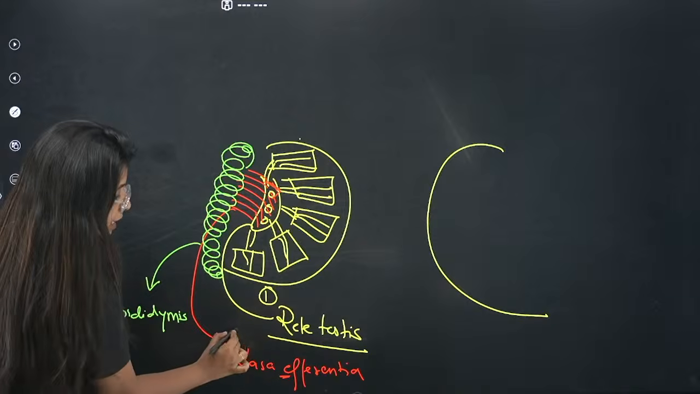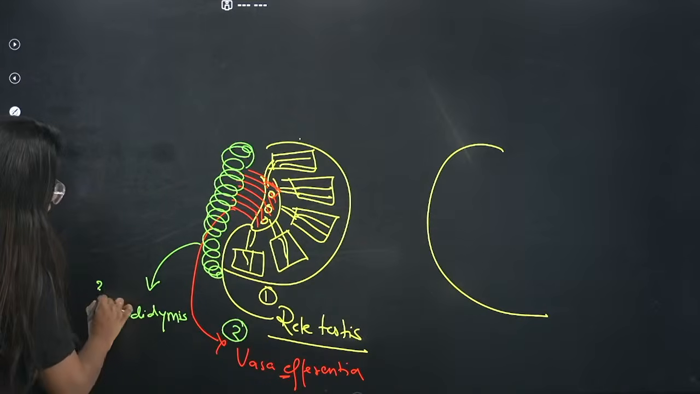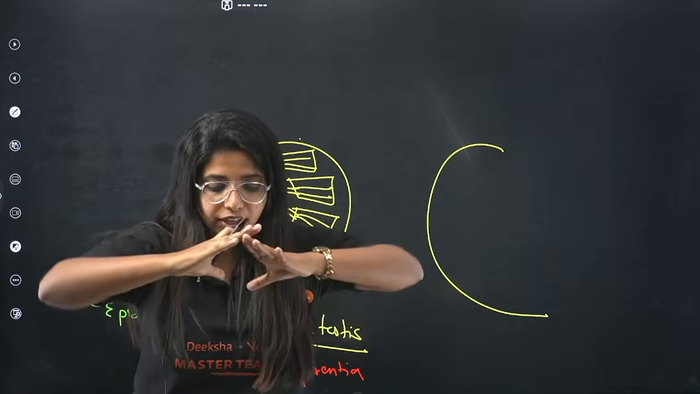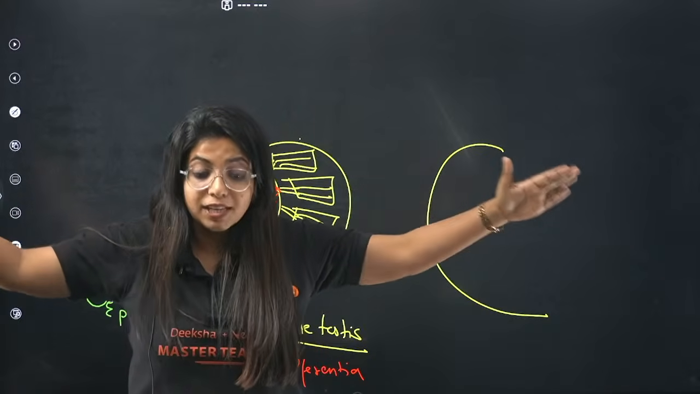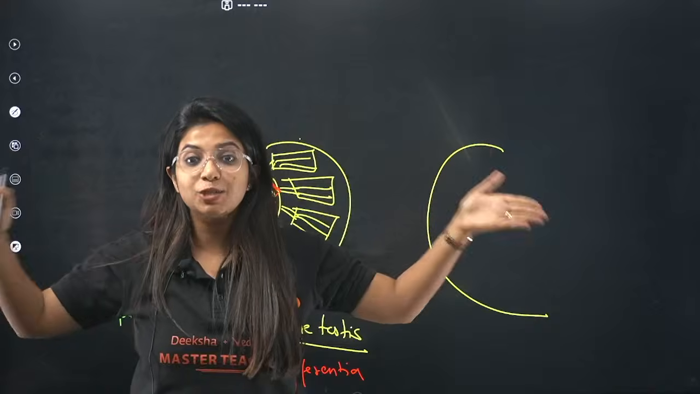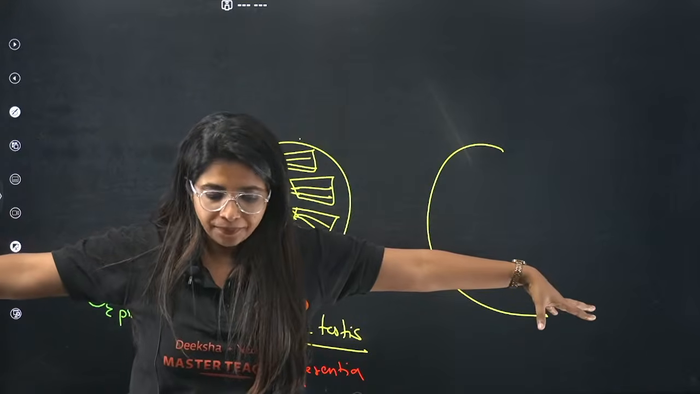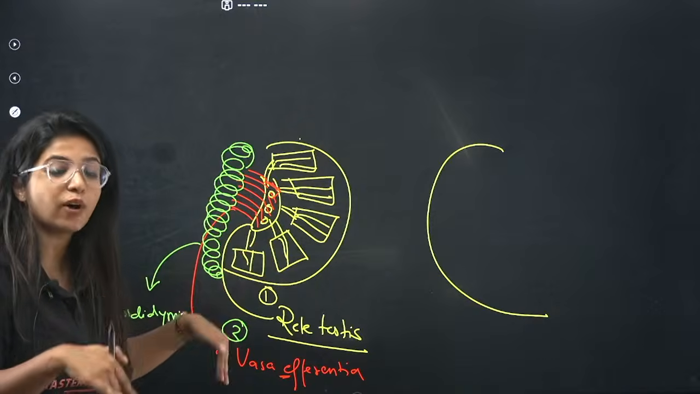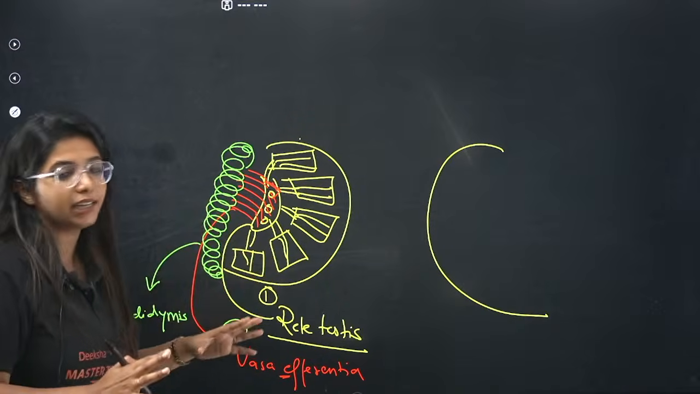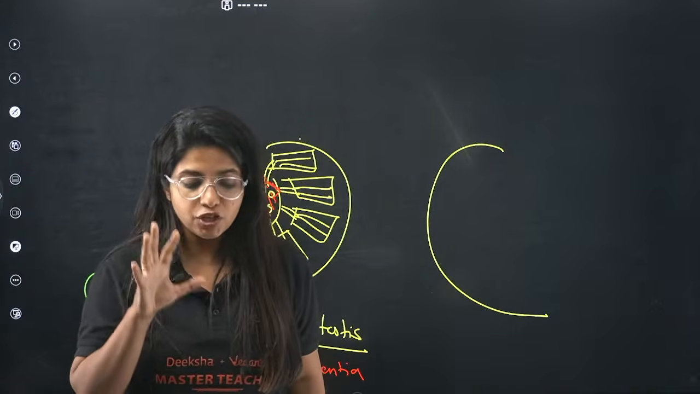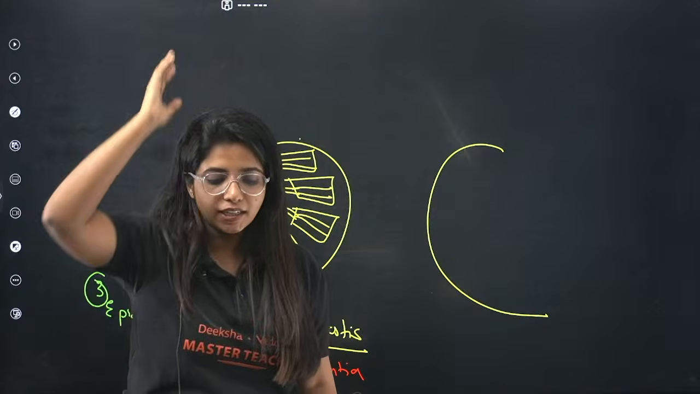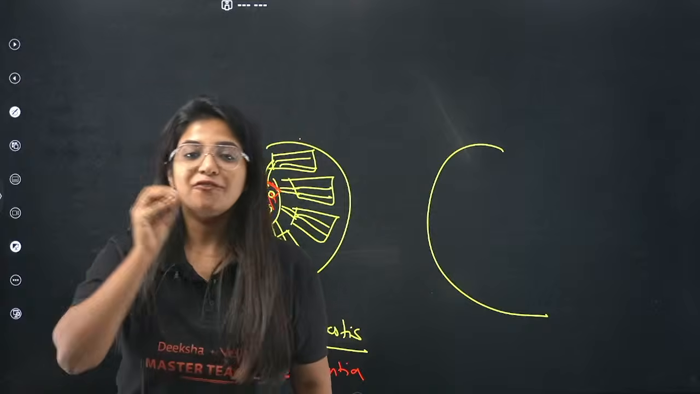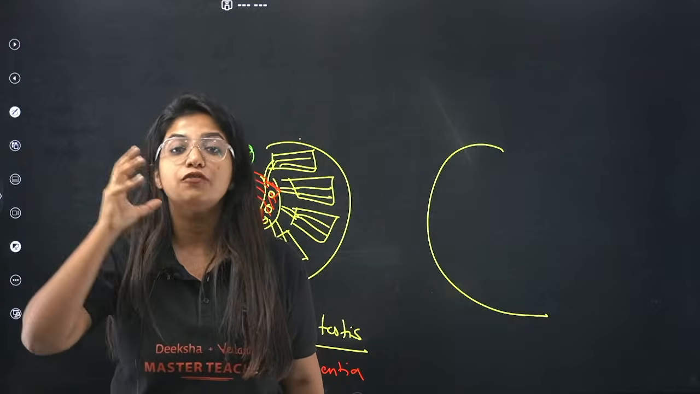So the first one is rete testis, the second one is vasa efferentia, and the third one is epididymis, which is a highly coiled duct, and if we try to open it out, it is almost 6 meters long. How much? 6 meters long. So it's that big. Now we go ahead. There is one more duct that is finally going to do the job of carrying the sperm forward. It is known as vas deferens. Vas deferens, D for difference and D for distance.